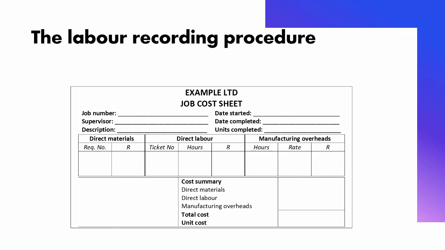If we now look at our job cost sheet, we will see that the direct labor worked on the job is recorded on the job cost sheet. Notice that we record the time ticket number and the amount. Recording of the time ticket number again allows us to create the audit trail.